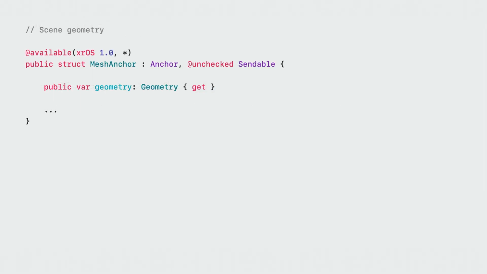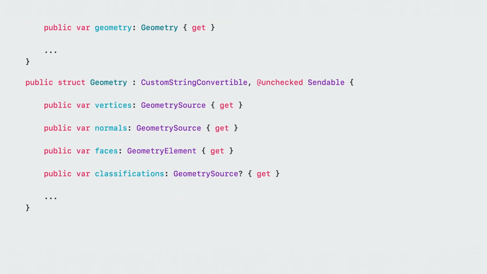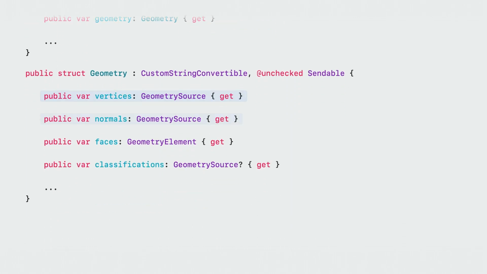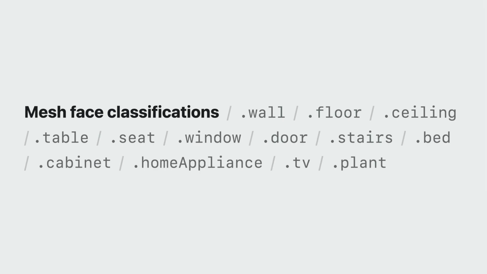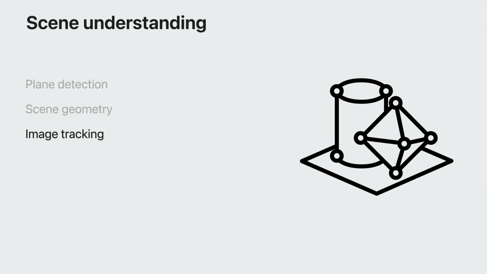Each mesh anchor includes geometry of the mesh. This geometry contains vertices, normals, faces, and semantic classifications, which are per face. Mesh faces can be classified as a variety of different types of objects. If we are unable to identify a particular object, the provided classification will be none. Lastly, let's take a look at image tracking.